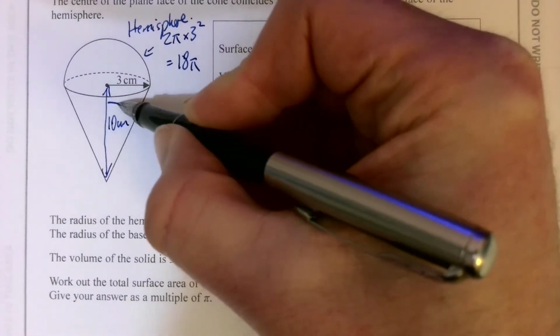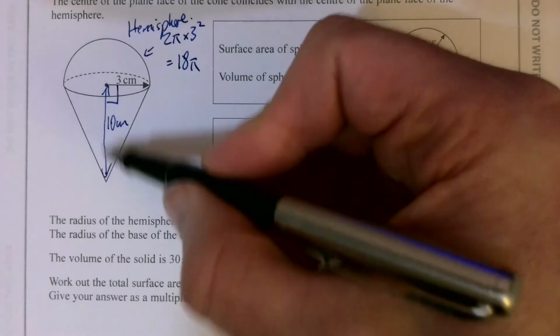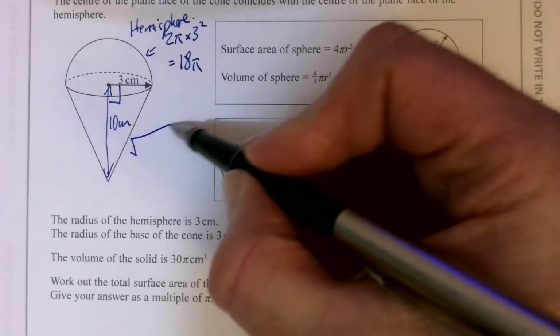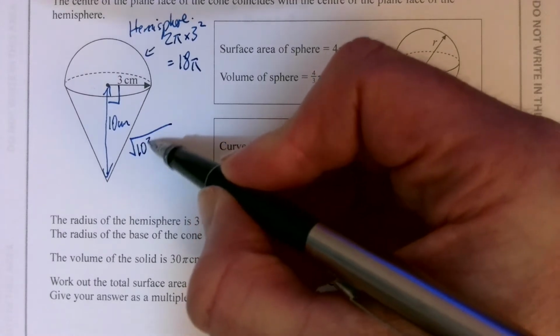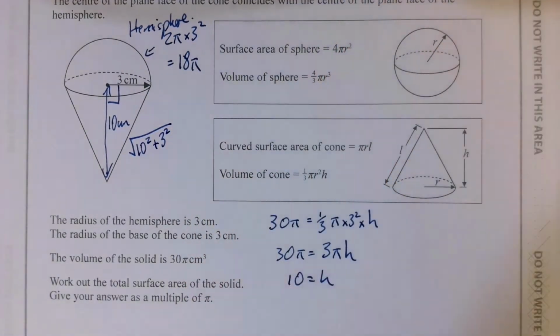Now that is a right angled triangle. So we can use Pythagoras' theorem to say that the hypotenuse will be the square root of 10 squared plus 3 squared.